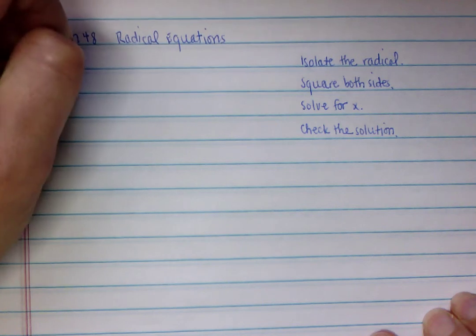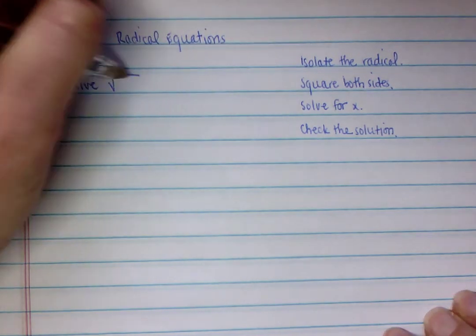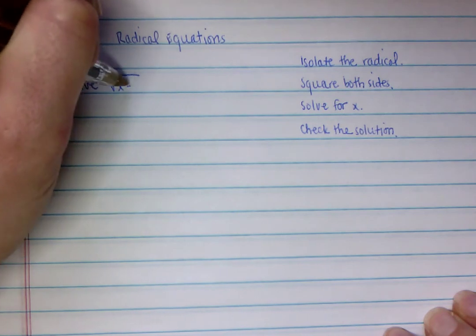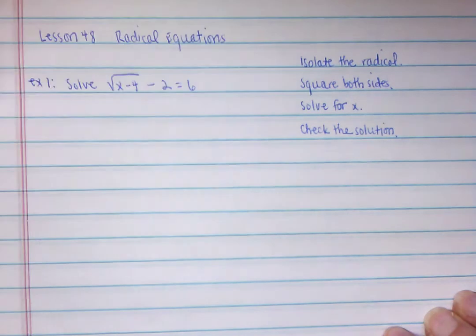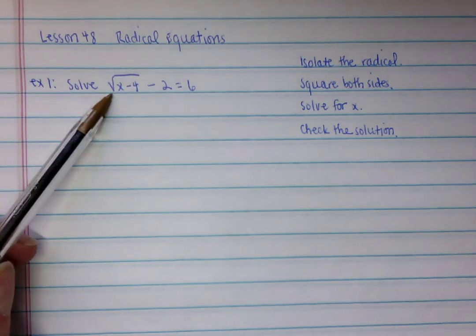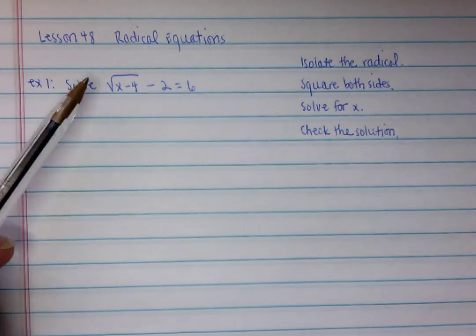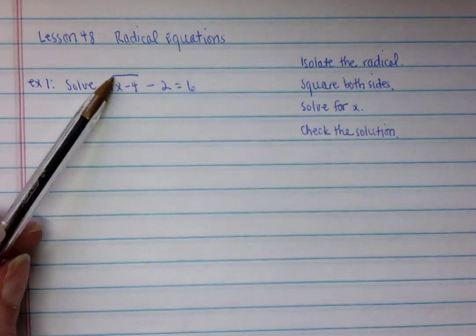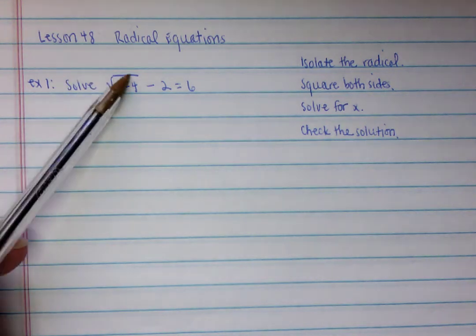I'll show you what I'm talking about here. So if you have a problem that says solve the square root of x minus 4, minus 2 equals 6, for example. Okay, you have this radical here. You solve this just like you would any normal equation, where you're trying to get x by itself. What we want to do first is isolate this radical, this square root part. You want to get this by itself.